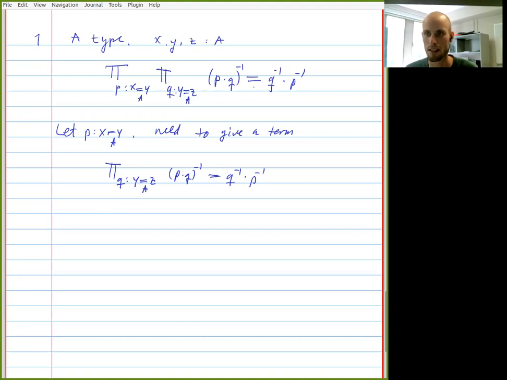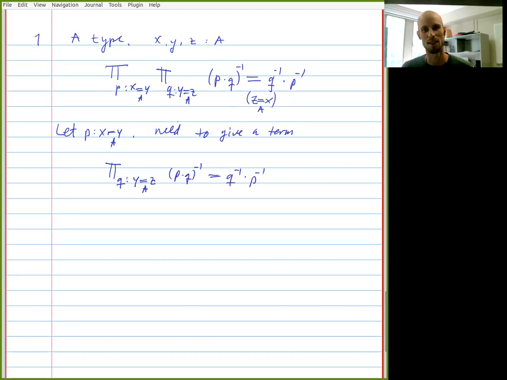So let's write out the type here. This is an equality of paths. So P composed with Q goes from X to Z, but then we invert the path. So this is a path from Z to X in A. So it's an identity type in an identity type. And I'm going to say identity and path interchangeably. That's just how I am. I'm not alone in that.